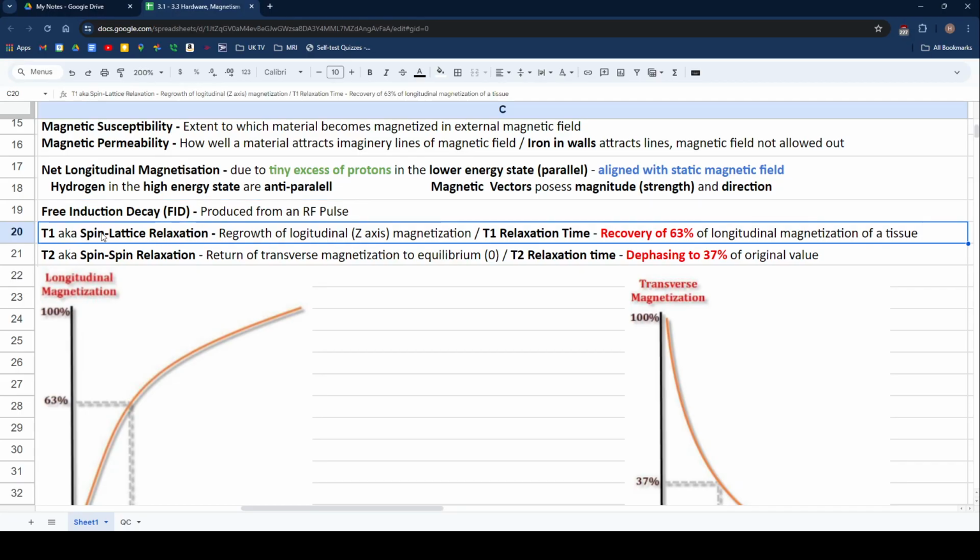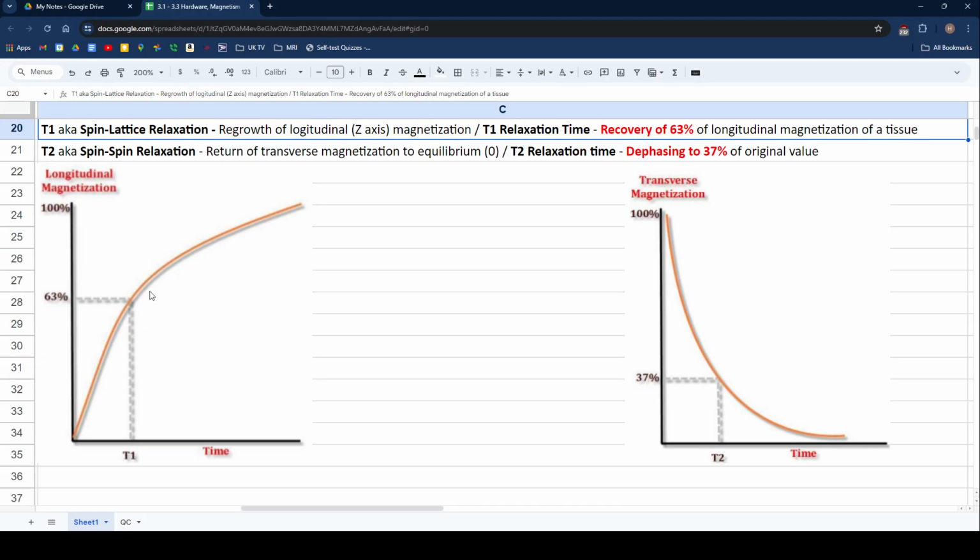T1, also known as spin-lattice relaxation, is a regrowth of longitudinal z-axis magnetization, and the T1 relaxation time is where there's a recovery of 63% of longitudinal magnetization of a tissue. T2, aka spin-spin relaxation, is a return of transverse magnetization to equilibrium. The T2 relaxation time is where there's dephasing to 37% of the original value.